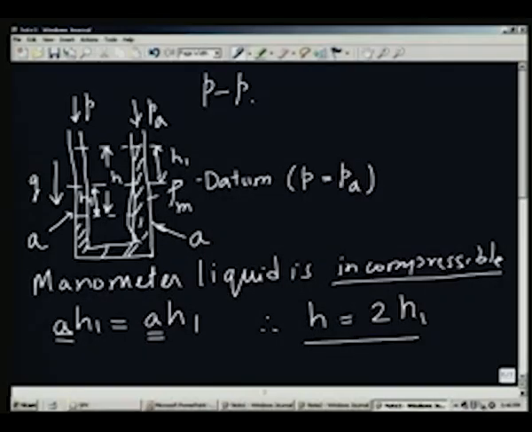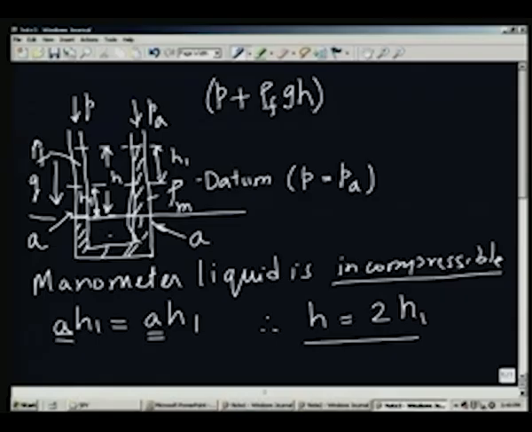And we can also see now that P minus P A, so, I draw a line here, this is our line now. On this side you have P plus a certain height of the column of the fluid whose pressure I am measuring. So, let us rewrite slightly differently. So, we have P plus rho f into G h here, and on the other side I have P A plus rho m times G h.